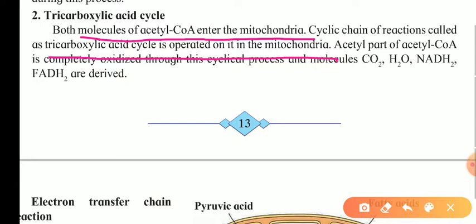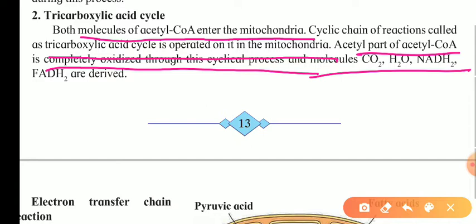The acetyl part of the acetyl coenzyme is completely oxidized through this cyclical process, and the molecules CO2, H2O, NADH2 and FADH2 are derived. Now here FADH2 is nothing but flavin adenine dinucleotide. Again, I am repeating this: that is flavin adenine dinucleotide.